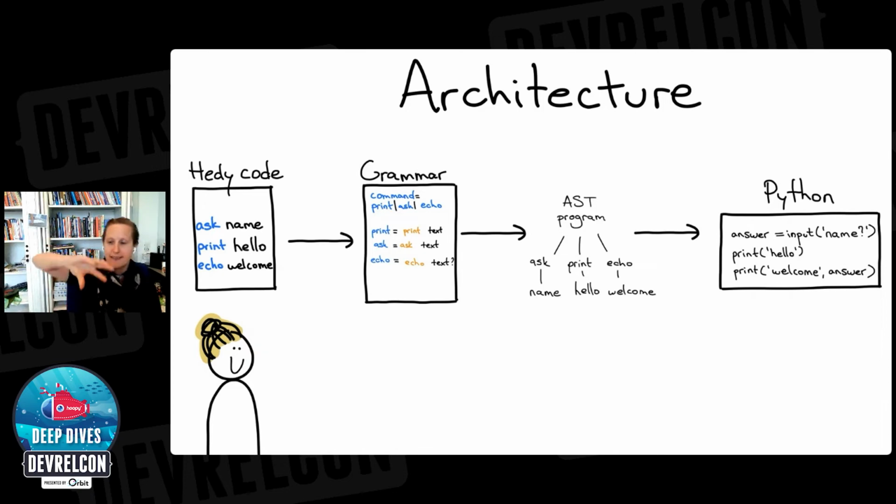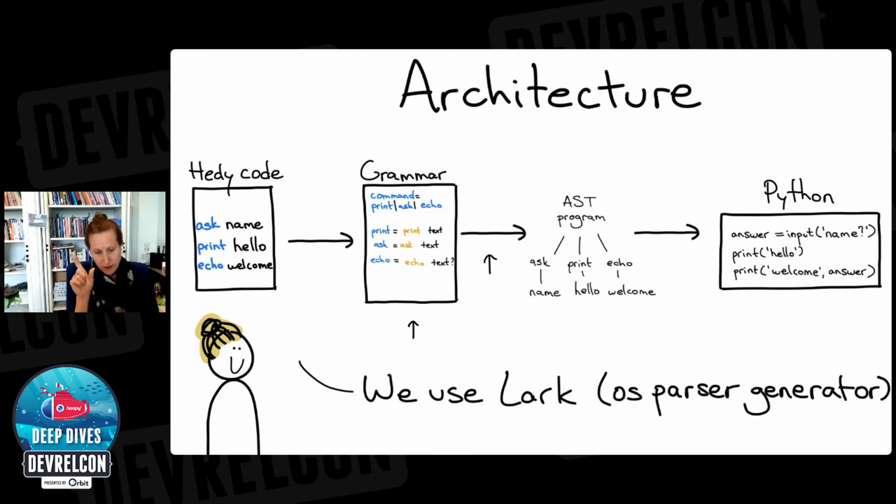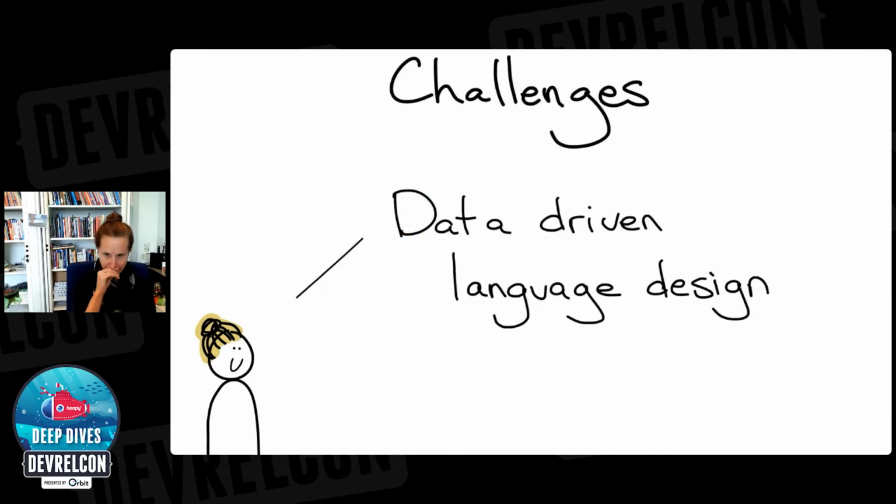So we transform the AST again to valid Python, and then we run the Python in the browser with a JavaScript implementation of Python called Skulpt. And for this, for the grammar and the parser, we didn't write our own parser. We actually use Lark, which is an open source parser generator.